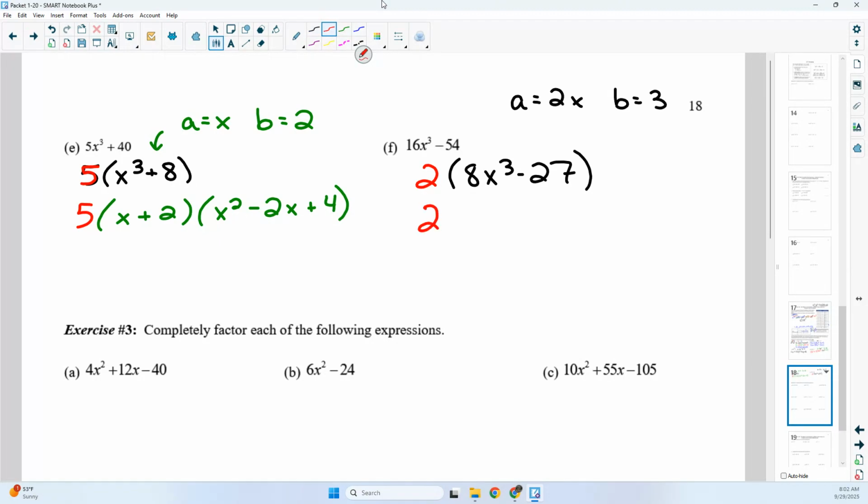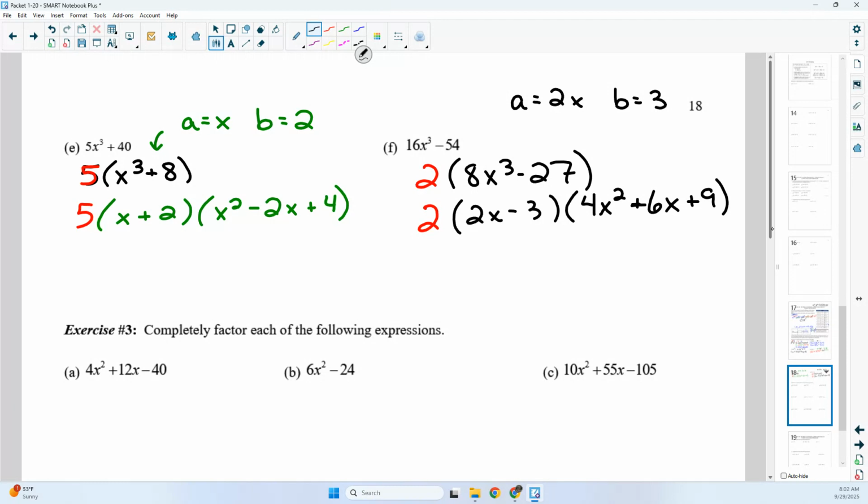So 2 stays in the front, a minus b, and then a squared, 4x squared, ab, 6x, and then b squared is 9.